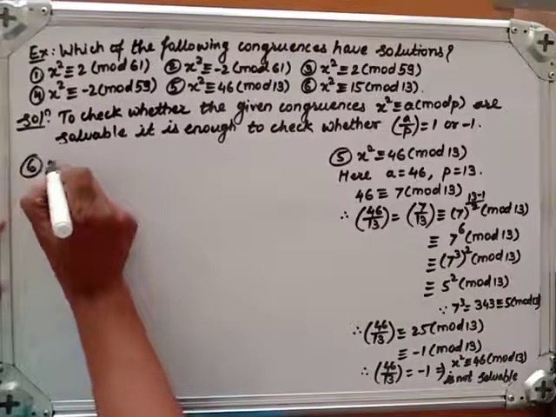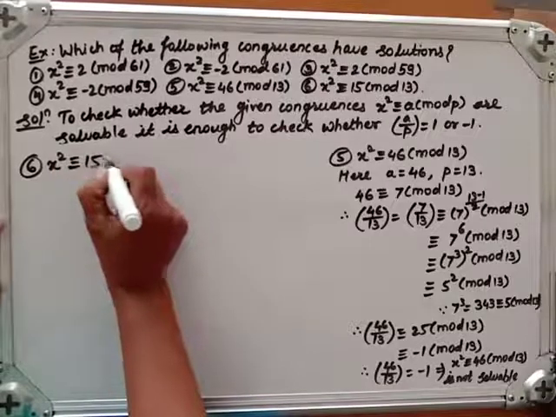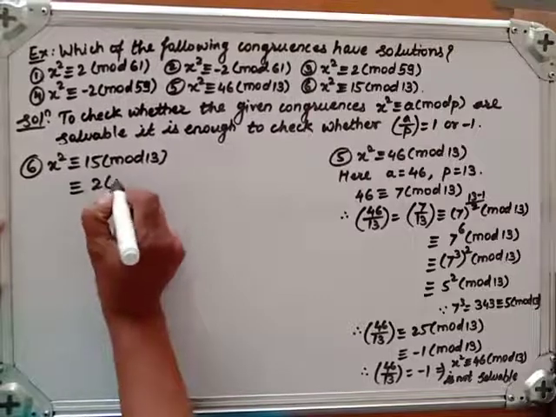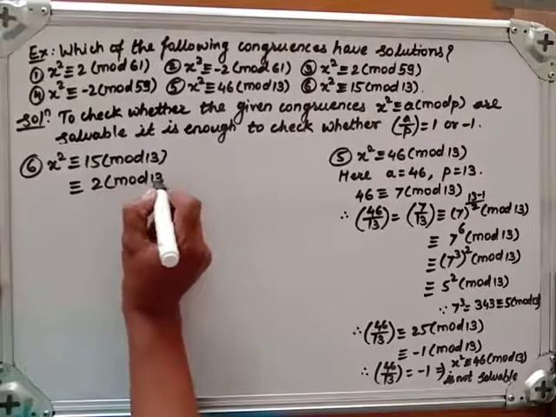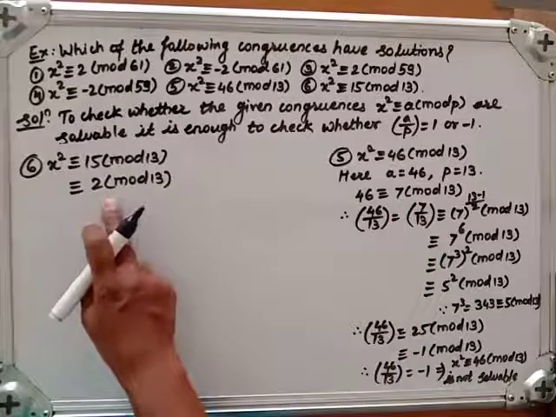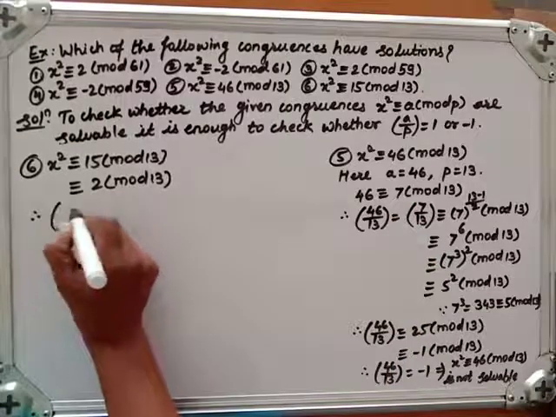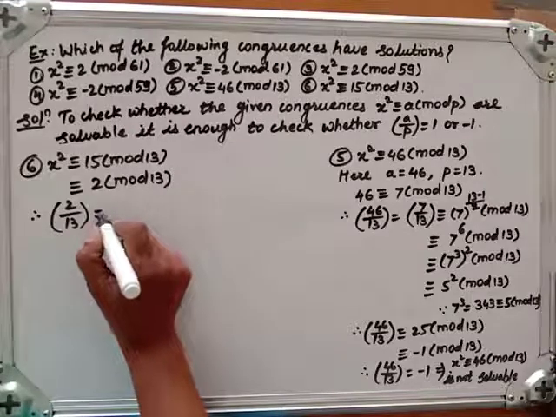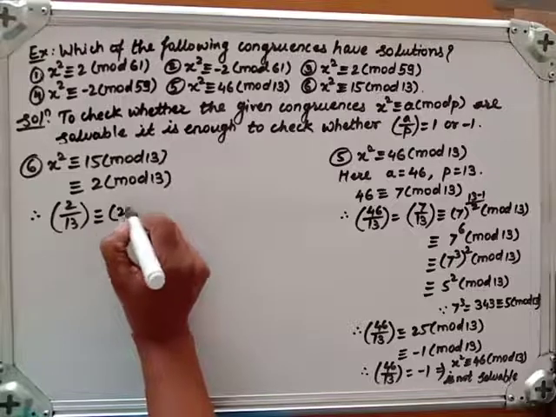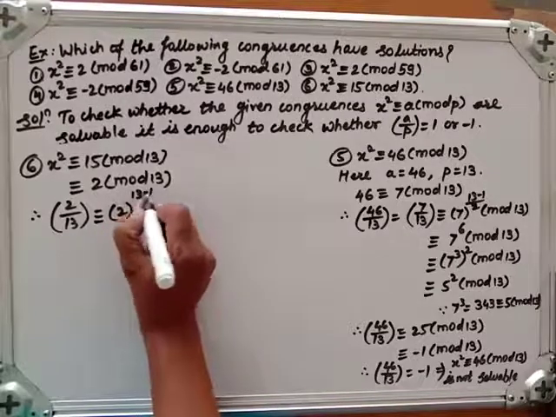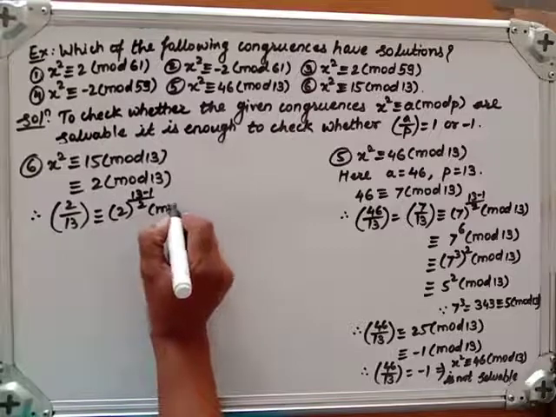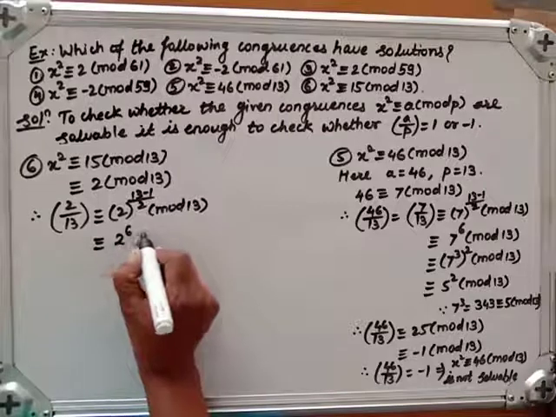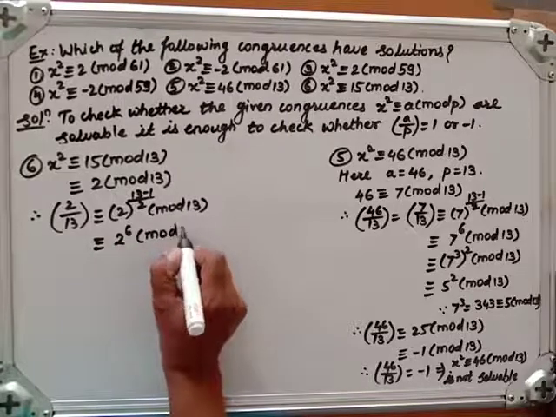Now let's do the last one, that is the sixth one, that is x squared congruent to 15 modulo 13, which is equivalent to 2 modulo 13. Just like this, we had done it here itself. Therefore the Legendre symbol of 2 over 13 is what? It is congruent to 2 raised to (13 minus 1) by 2 modulo 13, so it is 2 raised to 6 modulo 13.